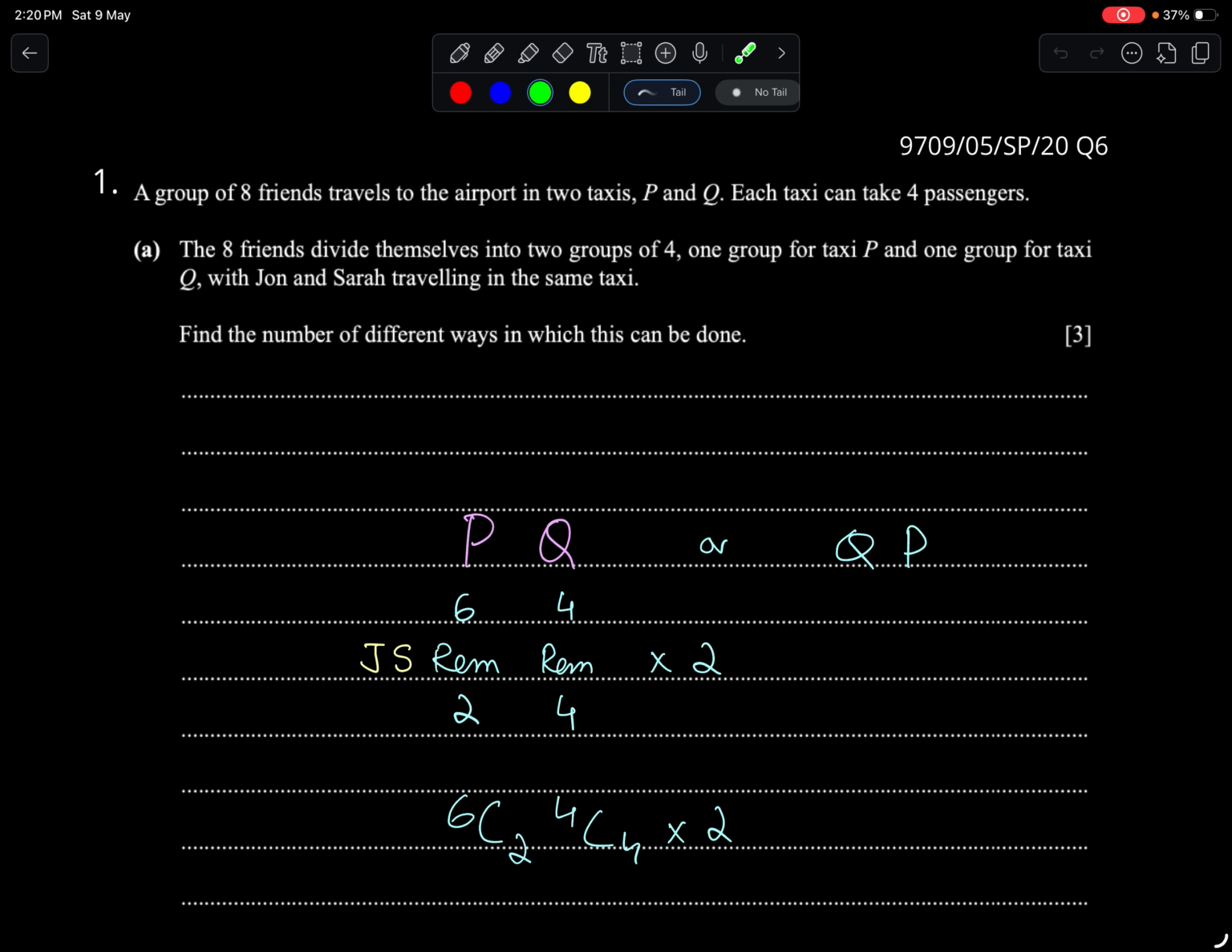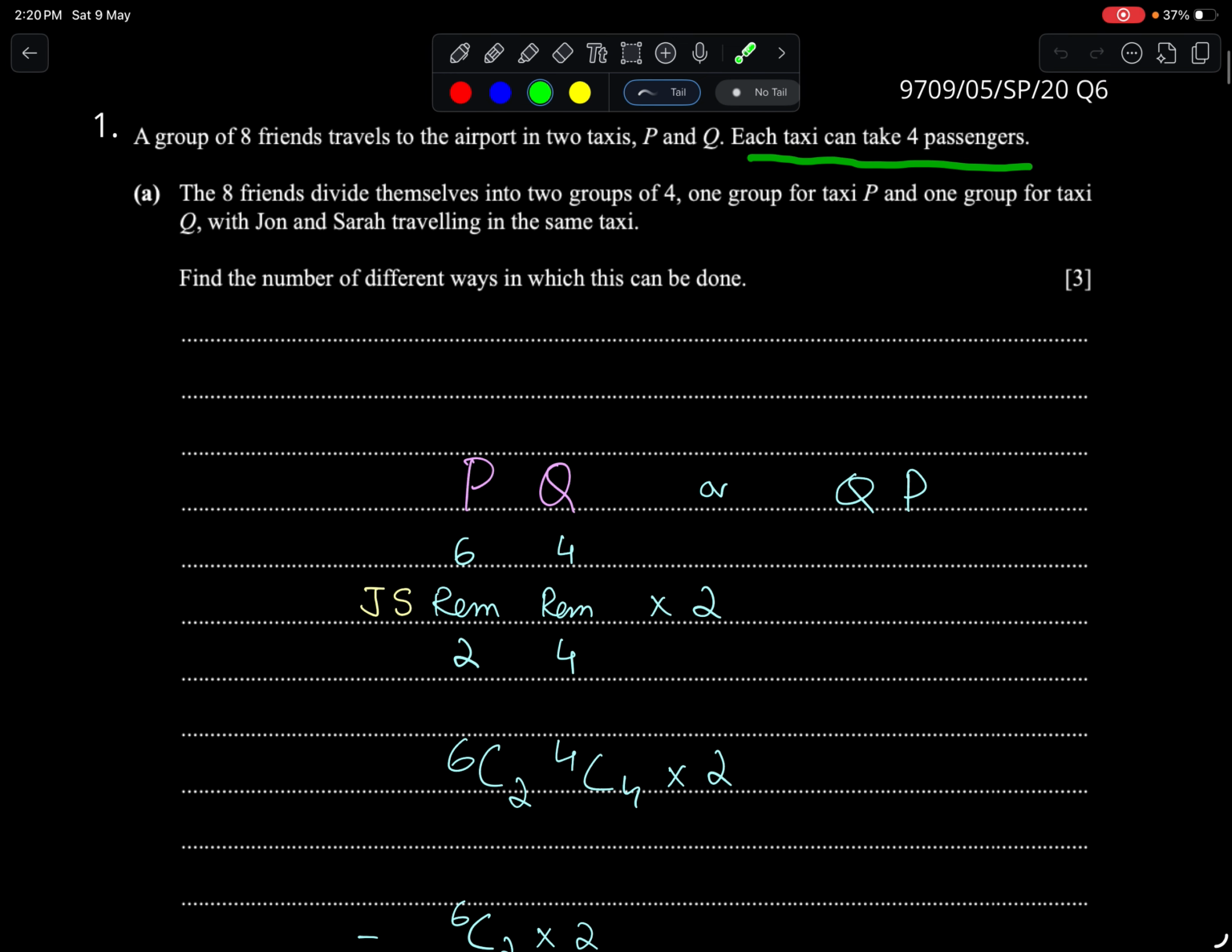Okay, permutations and combinations. A group of 8 friends travels to the airport in 2 taxis P and Q. Each taxi can take 4 passengers. The 8 friends divide themselves into 2 groups of 4, one group for taxi P and one group for taxi Q, with John and Sarah traveling in the same taxi. Find the number of different ways in which this can be done.